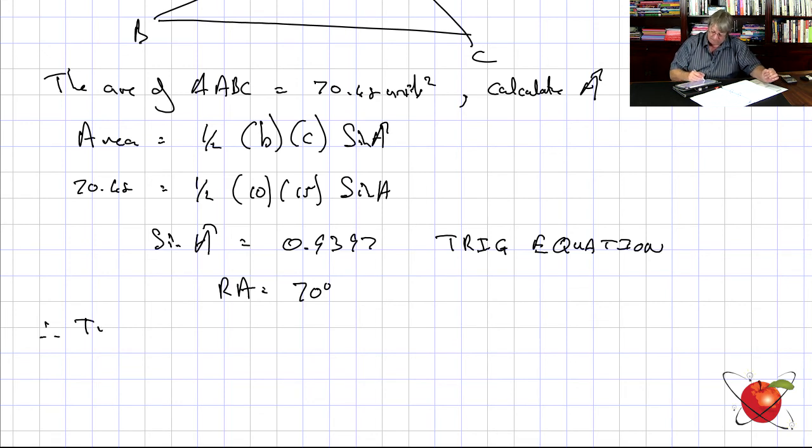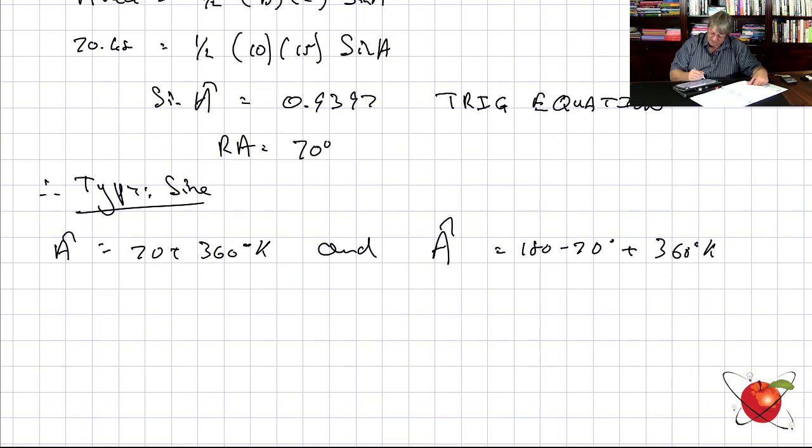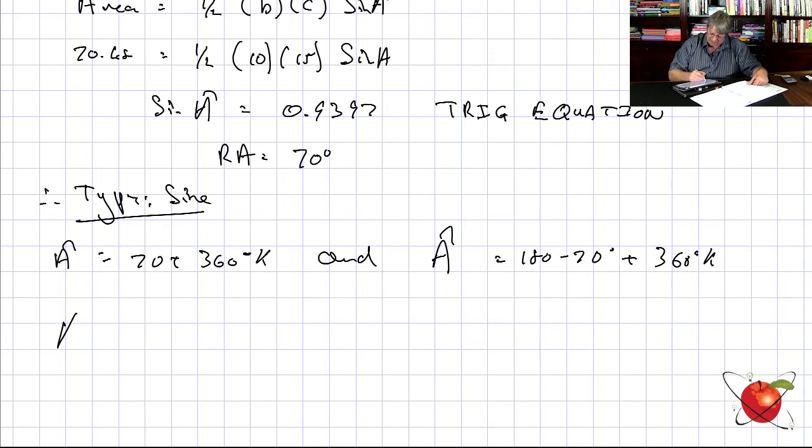Therefore, the type is sine, right? If it's a sine, my angle A is going to be equal to 70 plus 360 degrees K, and A is going to be equal to 180 minus 70 plus 360 degrees K. Correct? Therefore, I get two angle A's. One is 70 degrees, and A is equal to 180 minus 70, which is 110 degrees.